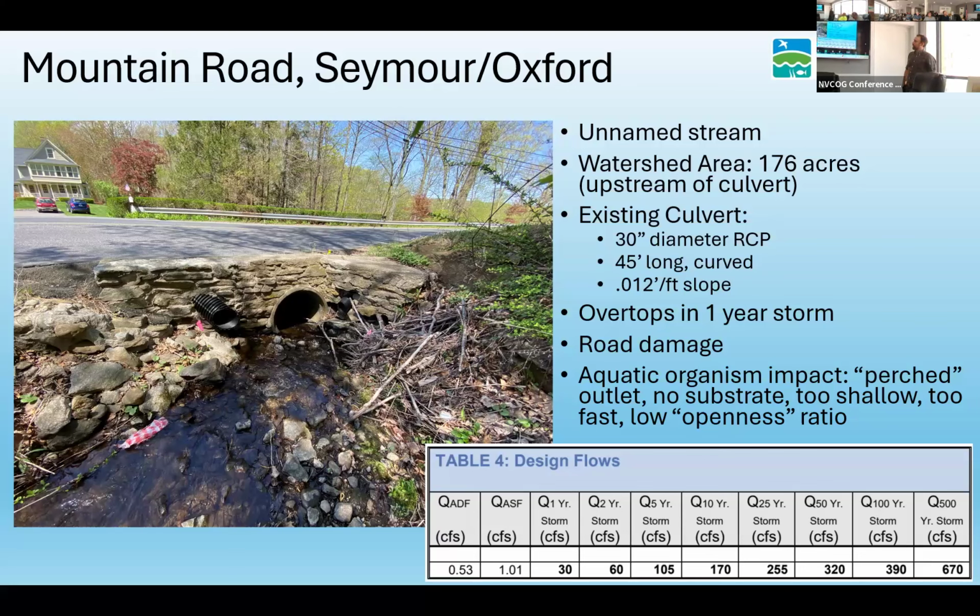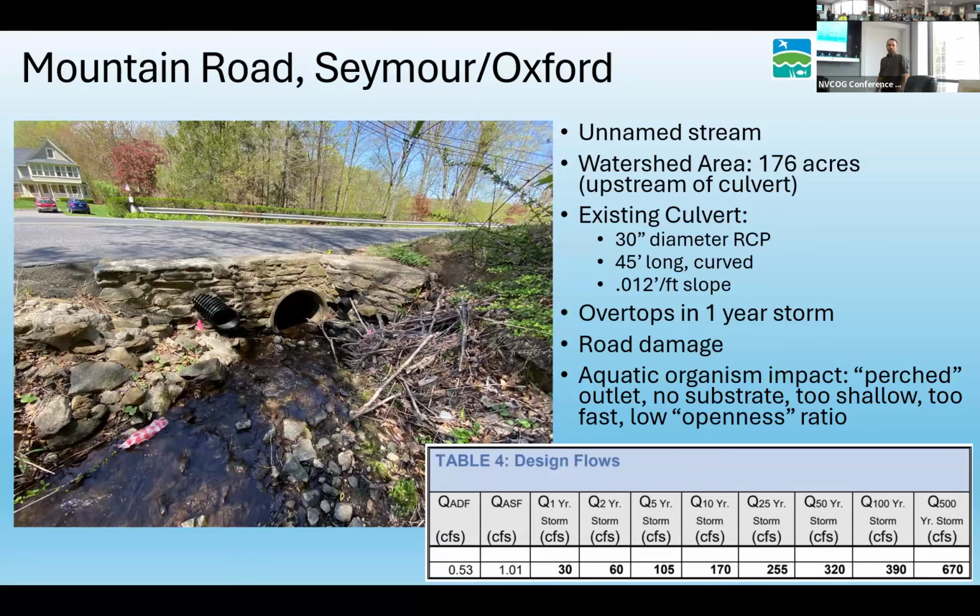Paul talked about some of these impacts to aquatic organism passage. From the other side, you would be able to see that this has a perched outlet. There's no substrate through that culvert. It's too shallow, it's too fast, and it's got a low openness ratio. So you can imagine if you're a creature moving through the stream channel, even if you see this and could fit through it, you would be disinclined to go through it because it's dark. You don't know what's on the other side. It's just an impediment to passage.